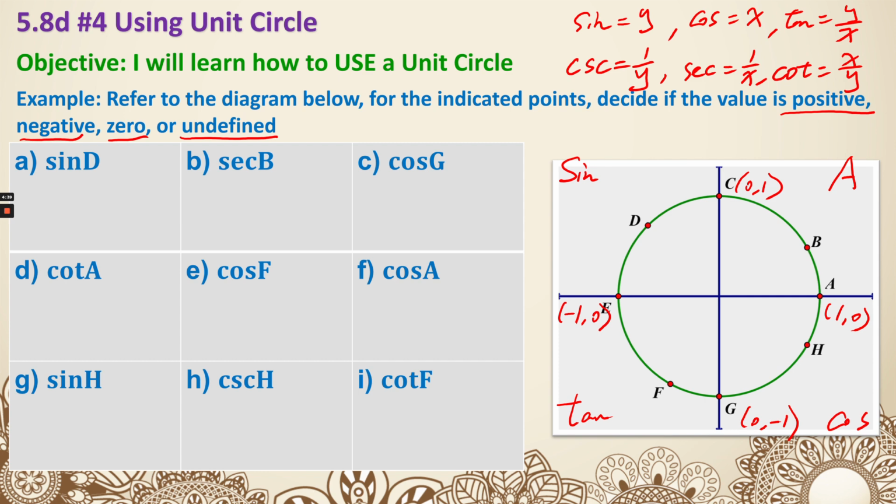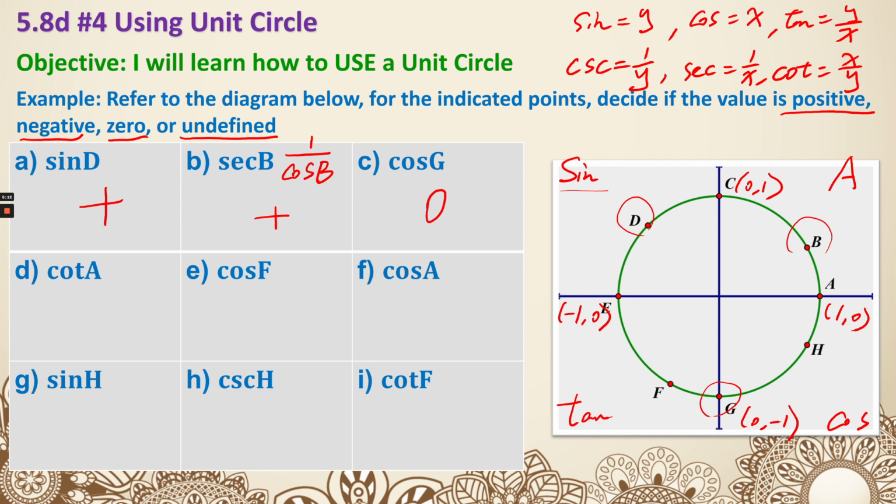Sine D. Okay, we see D is right here in the second quadrant, and in the second quadrant sine happens to be positive, so the first one will be positive. Next, secant B. That is basically the same as deciding about cosine B. Let's see. B is in the first quadrant. Inside the first quadrant, cosine is positive, so of course 1 over cosine B will still be positive. Next, cosine G. G is right here. Cosine is our x value for G, and in that case, it's a 0.